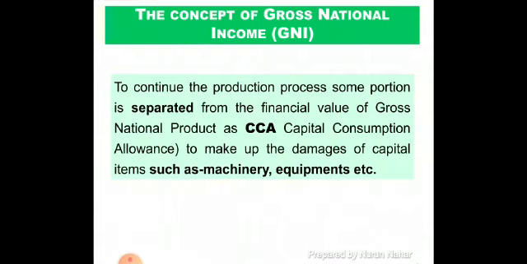To fulfill the damages, to repair them, the owner of the institution has to spend some amount of money. That amount of money is known as CCA, or Capital Consumption Allowance. When we calculate GNI, we have to keep the CCA part separated from the GNP. In that case, we can also write the formula of GNI is equal to GNP minus CCA.